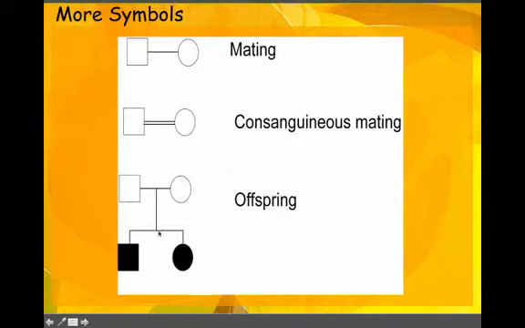To show offspring, we show a vertical line, and from that vertical line, if there's a single offspring, you would have your circle or your square. If not, you will see a horizontal line connecting the two individuals. This does not mean that these two individuals are married, it means that they're a brother and sister.